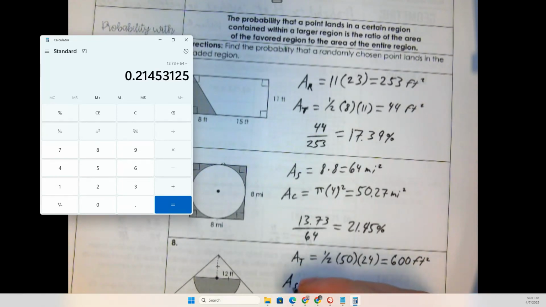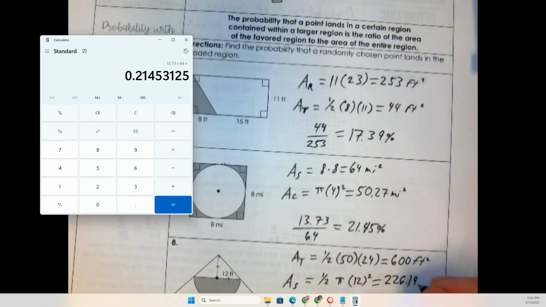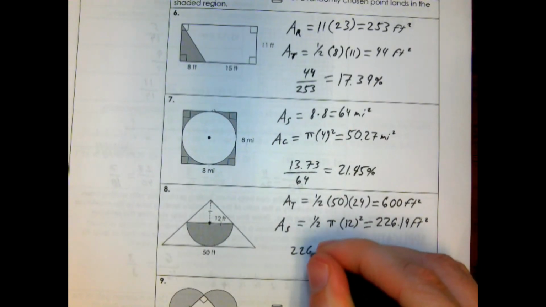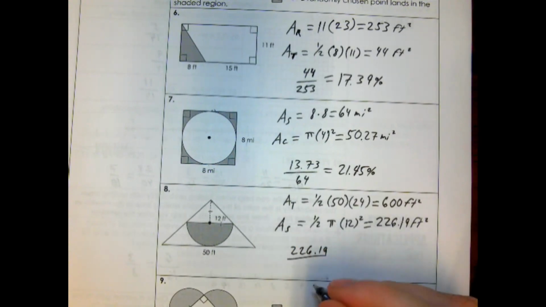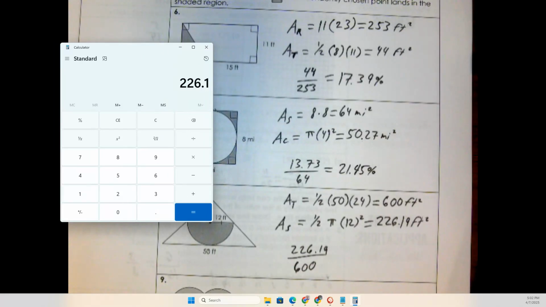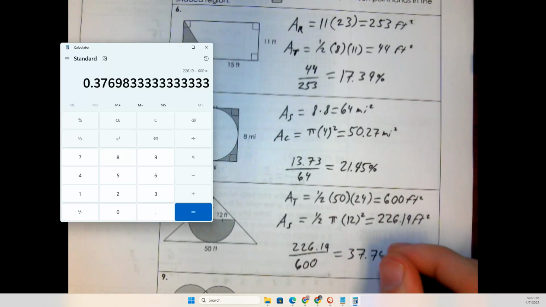And then I also need the area of the semicircle. Remember, a semicircle is exactly half of a circle. So it'd be 1/2 pi times the radius, which I know is 12, squared. And when I run this, it comes out to approximately 226.19 square feet. So the favorite area is the area of the semicircle, which is 226.19 over the total area of this triangle, which is 600. So 226.19 divided by 600, moving the decimal 2 spaces over, that comes out at 37.7% when I round.